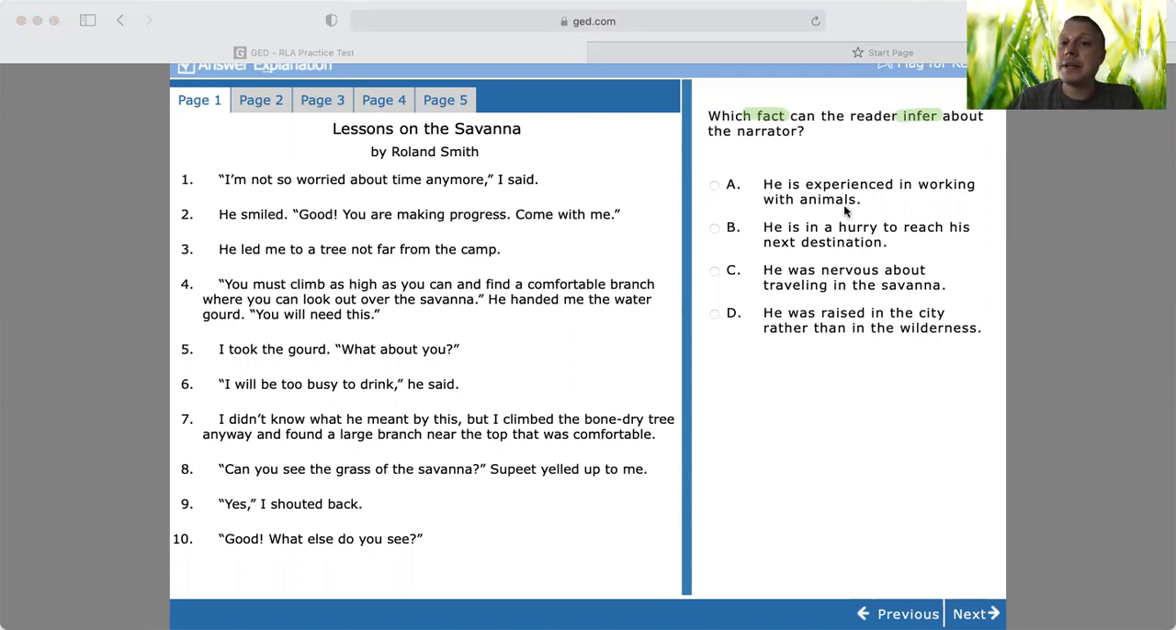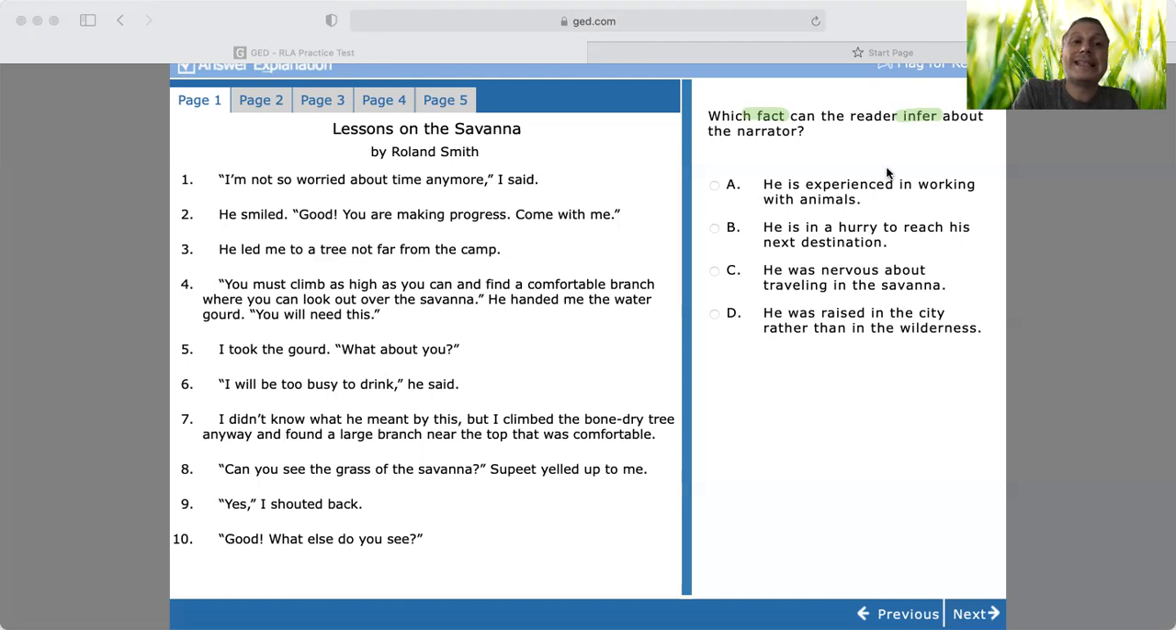He's experiencing working with animals. Okay, that's pretty good. He's in a hurry to reach his next destination. Maybe, but he's taking too long. He was nervous about traveling in the savannah, and he was raised in the city rather than in the wilderness, right? Okay, so who are we talking about?